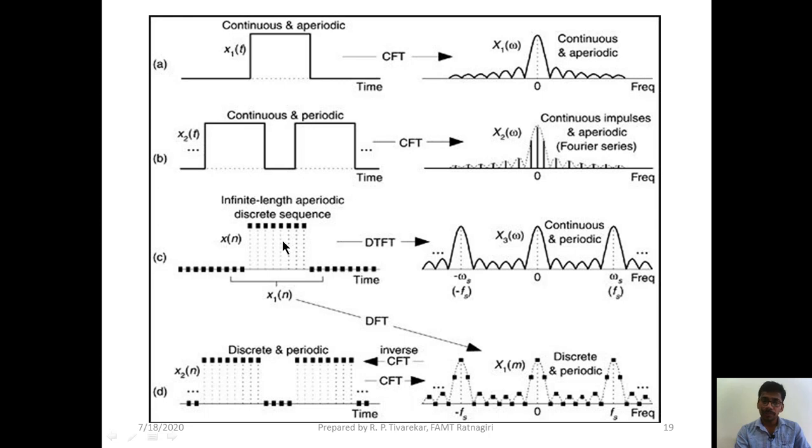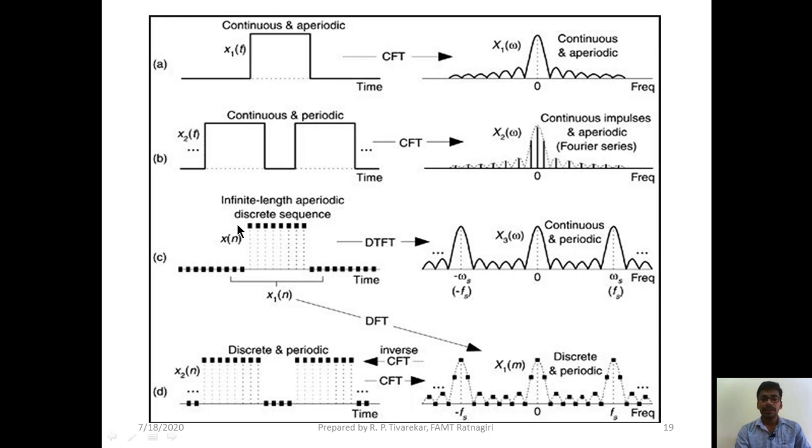If I periodically repeat this thing down, then this will get sampled, and this is discrete periodic, this is also discrete periodic. And what is this? This is a pair of discrete time Fourier series.